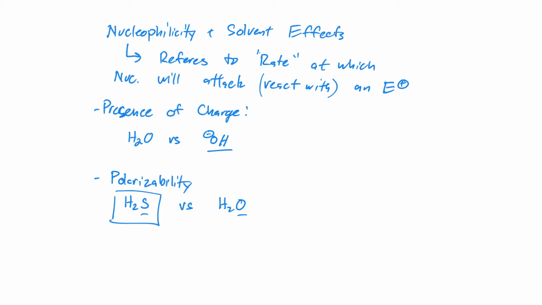Because the sulfur is larger, I like to think of it as having longer arms, it has greater reach, it can more easily interact with an electrophile. The same thing if we make these into anions. We could have SH minus versus OH minus. And while OH minus certainly is a good nucleophile, SH minus is a better nucleophile, again because of the polarizability of the sulfur.